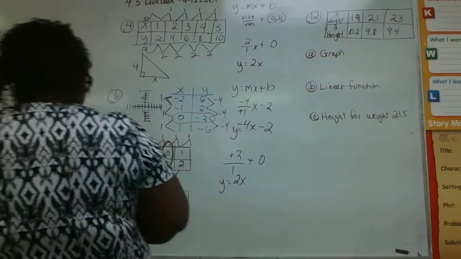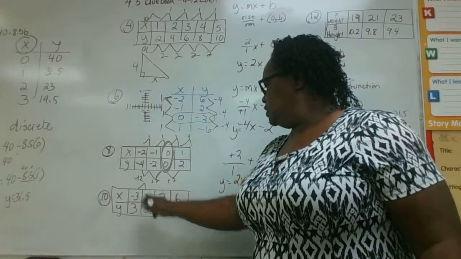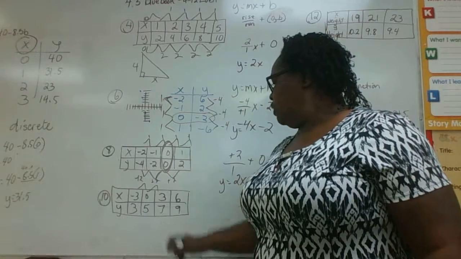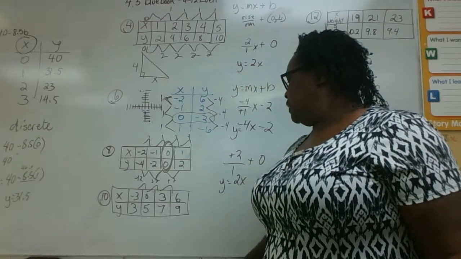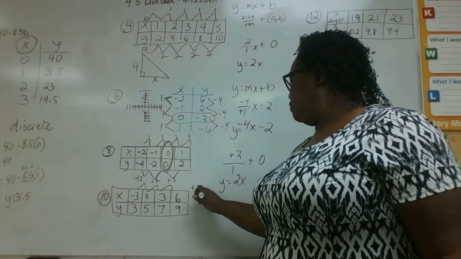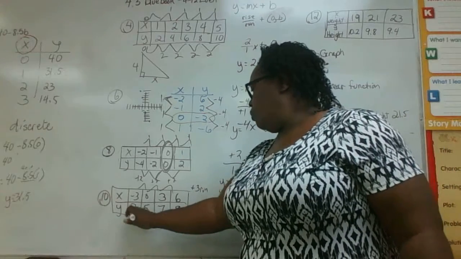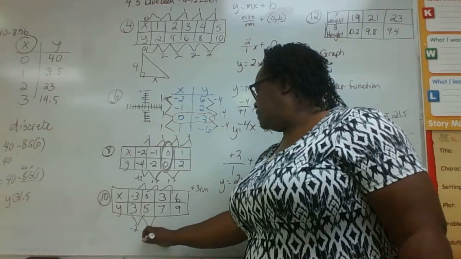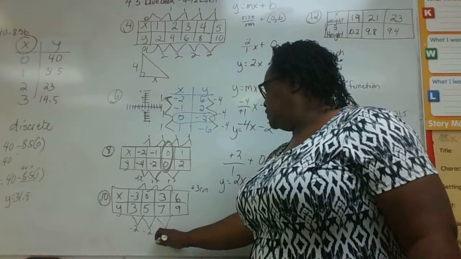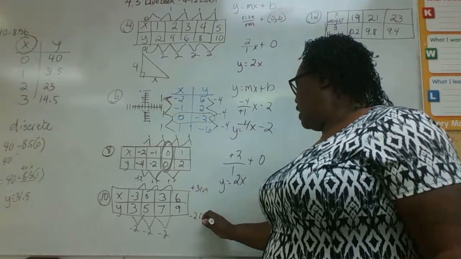Let's look at number 10. Number 10, same thing. From 3 to 0 is plus 3. 0 to 3 is plus 3. 3 to 6 is plus 3. So this is plus 3 for our run. Our y from 3 to 5 is negative 2. From 5 to 7 is negative 2. From 7 to 9 is negative 2. So we have negative 2 for our rise.